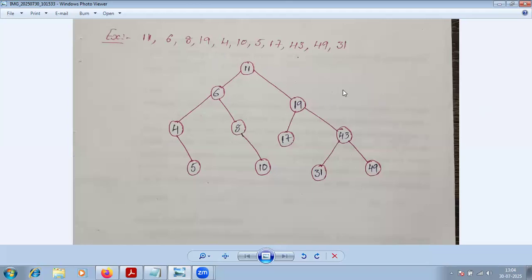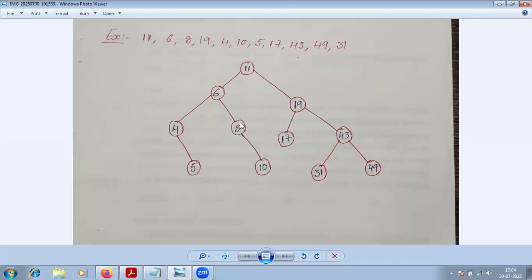Compare with the root node here. It is less than the root node, so come to the left side. Already 6 is placed. Next, compare with this 6. 10 is greater than the root node, so come to the right side. Already 8 is placed on the right side.